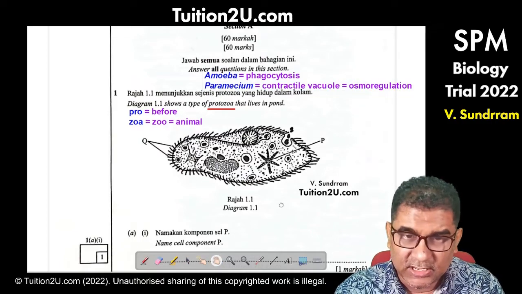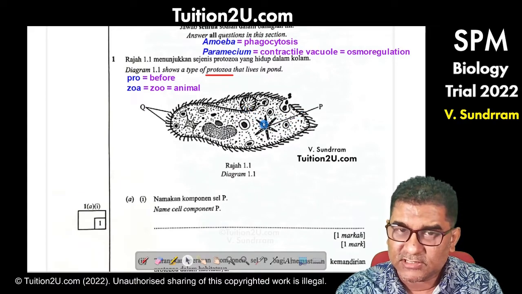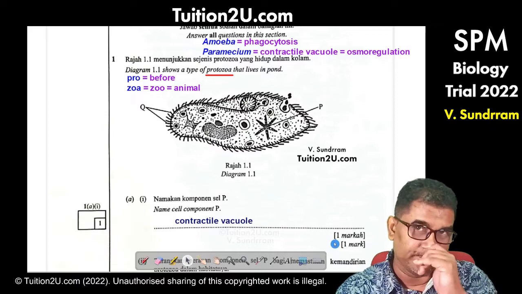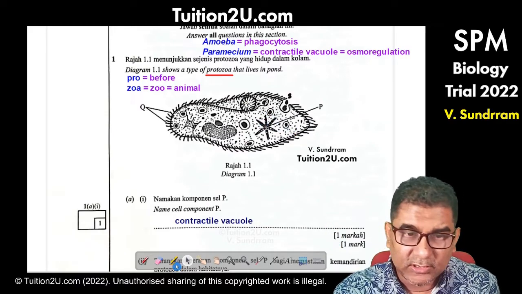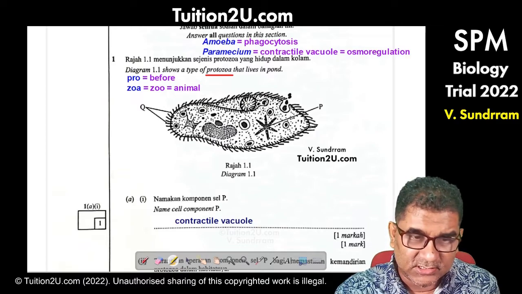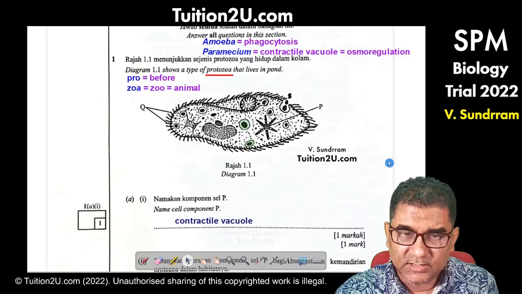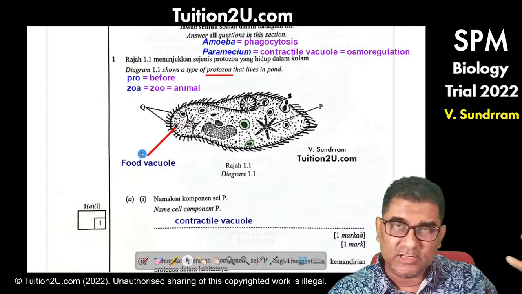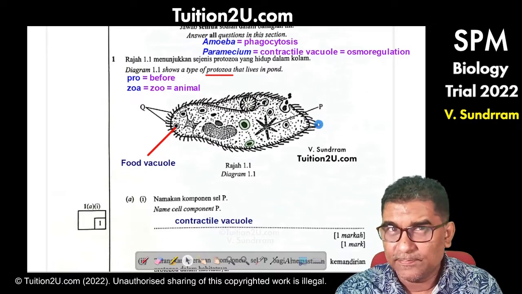So the first question, name component P. When you see a star-shaped structure inside Paramecium, automatically it's the contractile vacuole. So the star shape must be the contractile vacuole. You can also see these structures here, the ones I'm coloring green now. All of these are supposed to be the food vacuole. I'm just labeling for you, just in case you need to label it for the exam. You should know the outer surface has cilia.